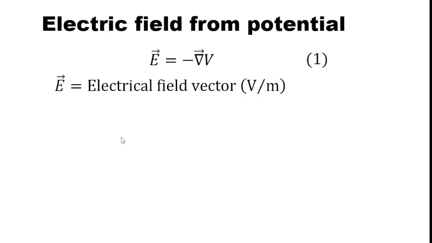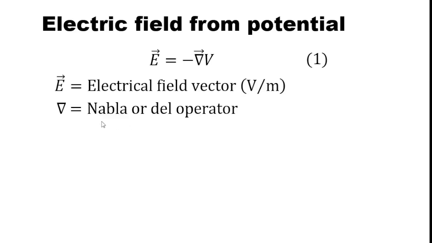In this tutorial, we will study how electric field is calculated when we are given some potential function. It is very easy. What we have to do is make use of the relationship between electric field and the potential, as shown in equation 1. In equation 1, E stands for the electric field vector. We measure it in volts per meter.